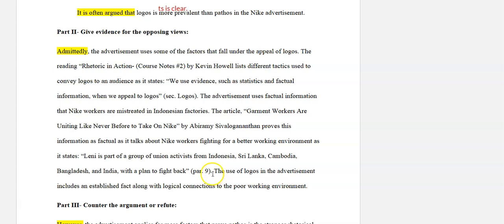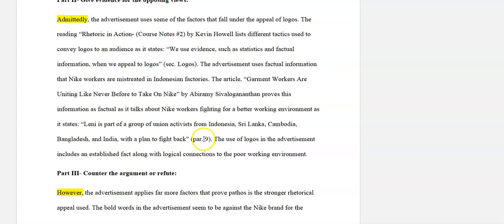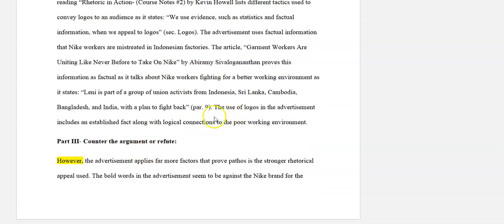Notice the period comes after the citation. Perfect. Now, if this were just page 9, you wouldn't need par, you would just need the 9, because then I would know it's page 9. Okay. And here she closes it up nicely.